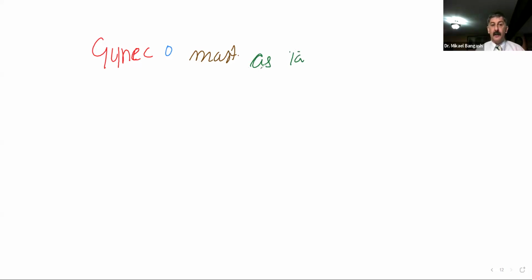Now some of you say, does it have something to do with the continent Asia? No. The E just indicates that this thing here is going to be the name of a condition. Now, what the word gynec means is female. What the word mast means is breast.